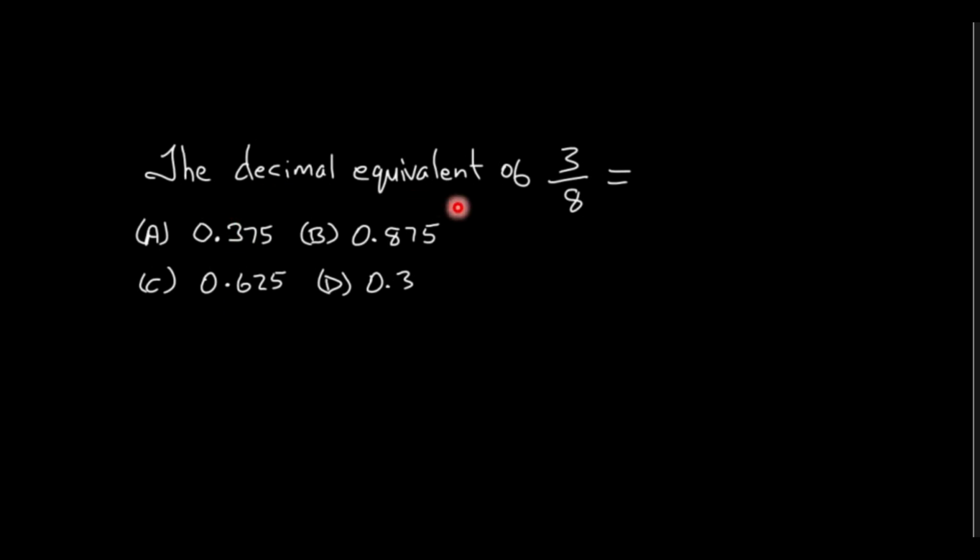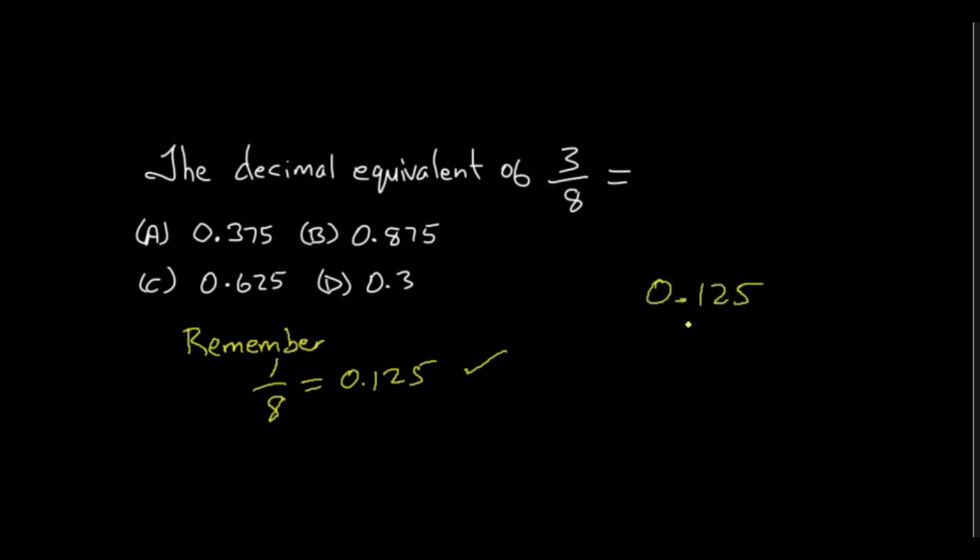Which one of these is the decimal equivalent of 3/8? Well, one thing you want to remember is that 1/8 is equal to 0.125. Please remember this. It's very helpful. How so? Because if you know what 1/8 is, then finding 3/8 is very easy. So all you've got to do is recognize that 0.125 is 1/8.